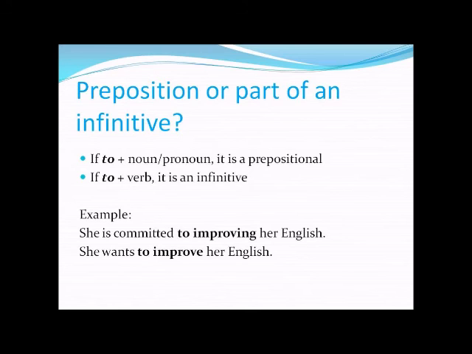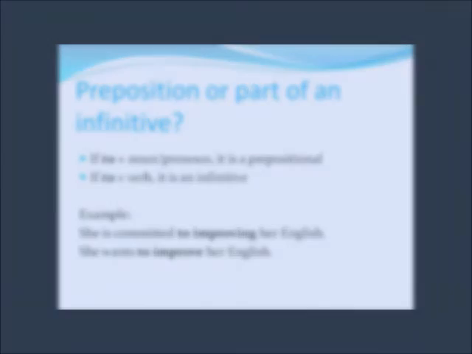For example, she is committed to improving her English. "To" here is a preposition. Next, she wants to improve her English. The "to" here is part of an infinitive because "improve" is a verb.